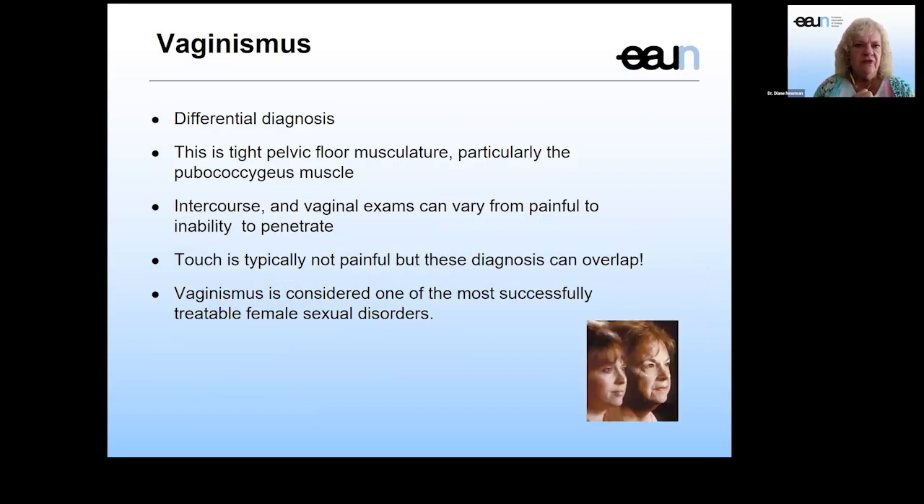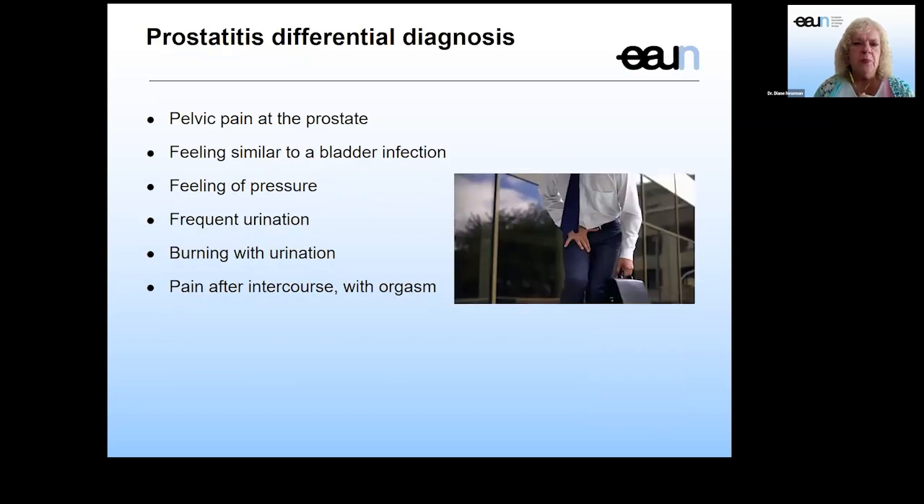Vaginismus is a differential diagnosis, and this is really a tight pelvic floor musculature. Like I said before, it may be high tone pelvic floor muscle contraction, so that muscle is always contracted. They do not have intercourse, vaginal penetration, because it's so painful. Touch is typically not painful, but pressure in that area is. And this condition is really treatable. So it's something to remember, this is the one that has the most success with treatment.